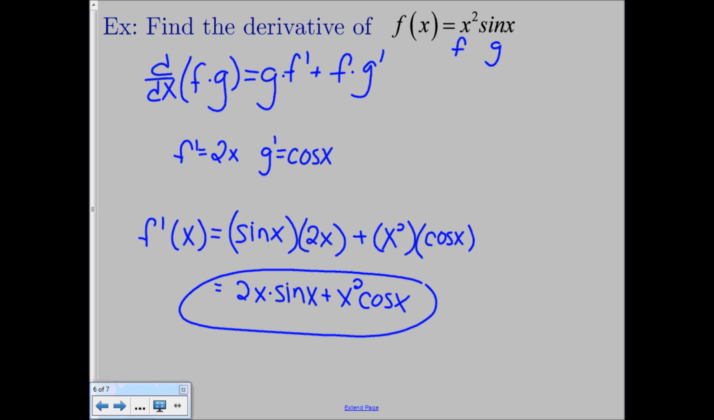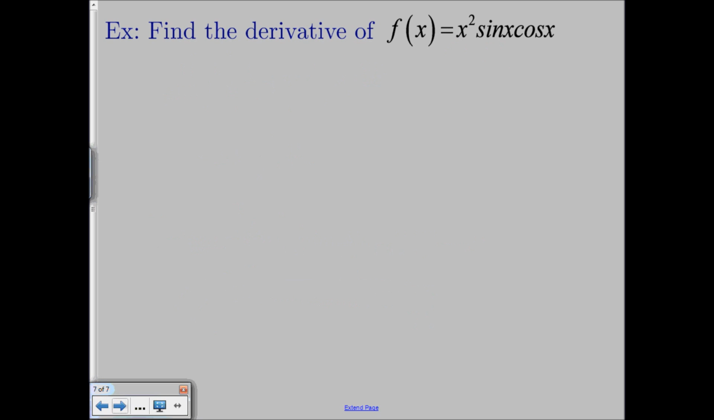That's our final answer. So that's how the product rule is always going to go. You always want to make sure you write down which one you're considering to be f, which one you're considering to be g, and to make sure you plug into your formula correctly and simplify if you can, and if not, rewrite it so it just looks a little nicer.